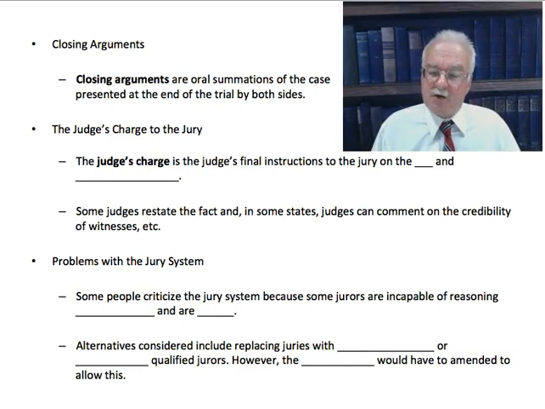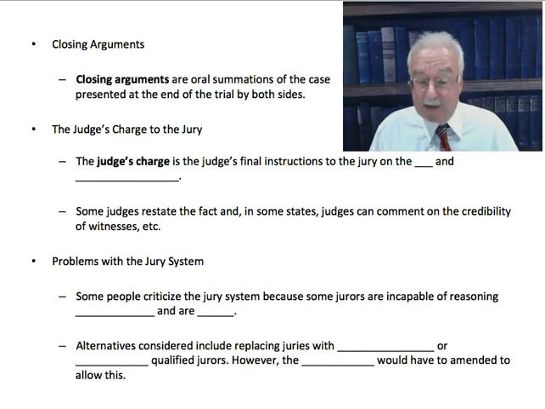Some people criticize the jury system because some jurors are incapable of reasoning rationally. They're not too bright, or they're biased, especially racially biased. Alternatives to the jury system considered include replacing juries with panels of judges. Instead of having jury trials, have 3-judge panels listen to the evidence. Or perhaps having professional qualified jurors. Have people apply for the job, prove that they're reasonable, unbiased, and they're rational, and then make them paid jurors.